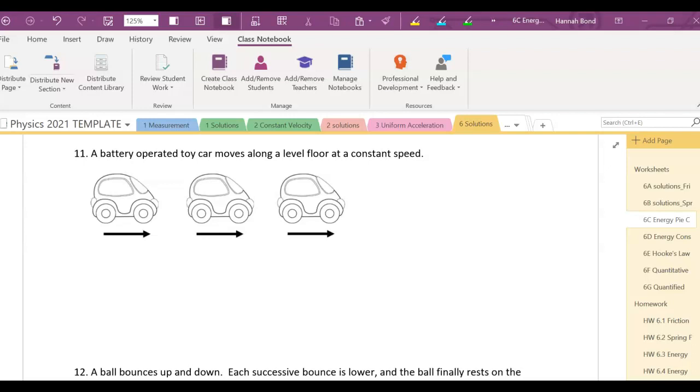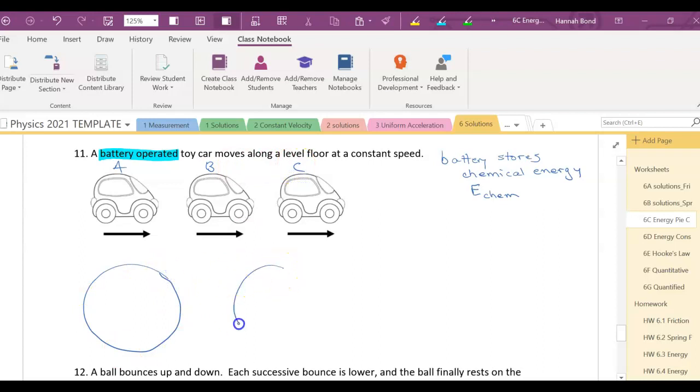Let's look at this one because this has a battery-operated toy car. So a battery has chemical energy. We haven't used any chemical energy yet, but occasionally we need to be able to show energy that's stored as chemical energy. And so this is going to be A, B, and C. So I'm going to show my 3 pies of energy.